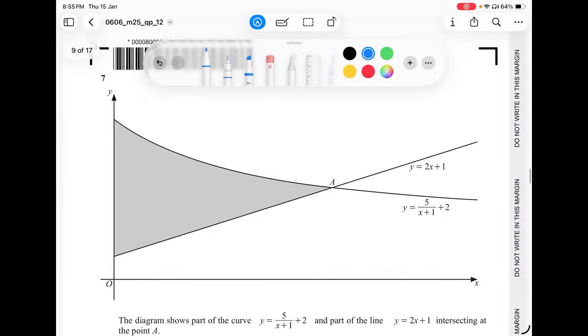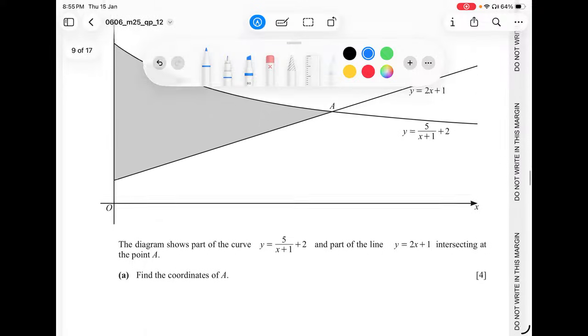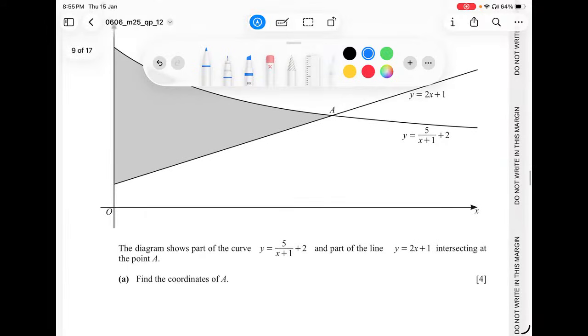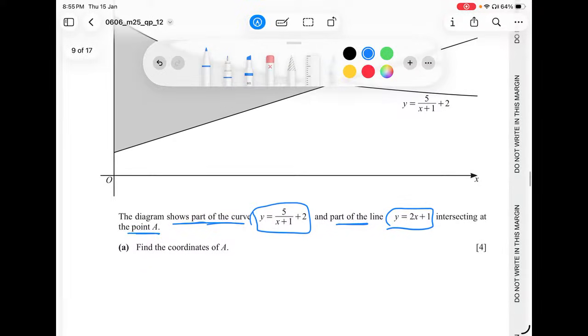Okay, now let's move on to the seventh question. The seventh question is something to do with this shaded area. So let's just read the question first. The diagram shows part of the curve y equals 5 over x plus 1 plus 2 and part of the line y equals 2x plus 1 intersecting at the point A. Find the coordinates of A.